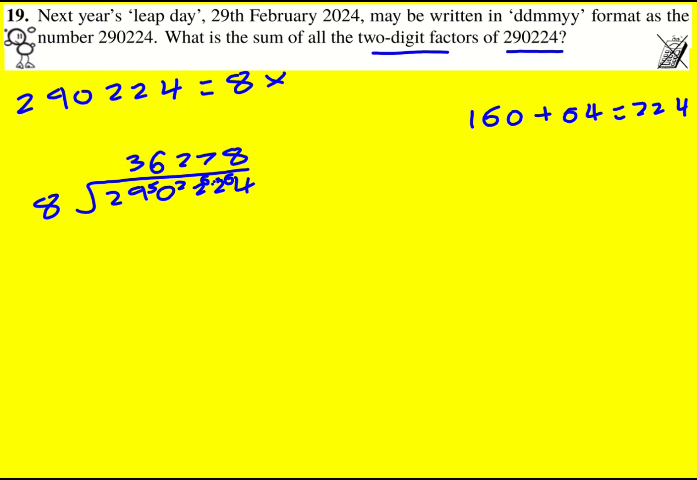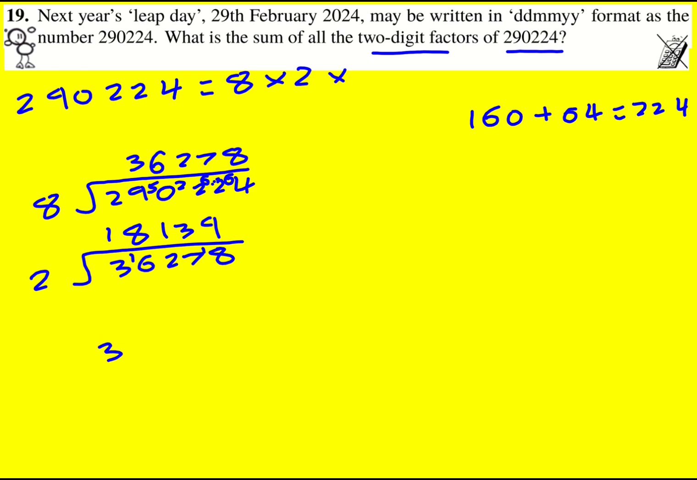Now, divisibility rule for 4: if the last two digits are divisible by 4. This clearly isn't, but it is divisible by 2, so I'm going to break it down a bit more. So 2 into 36,278. We go 1, 8, 1, 3, 9. Okay, so I've got 8 times 2, and now we've got to worry about 18139.